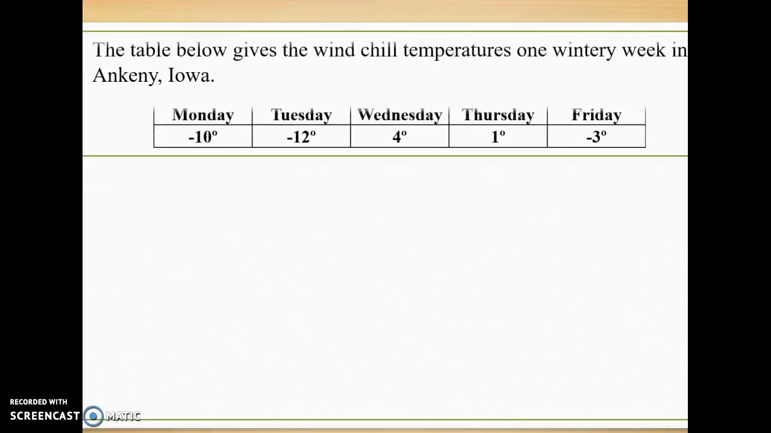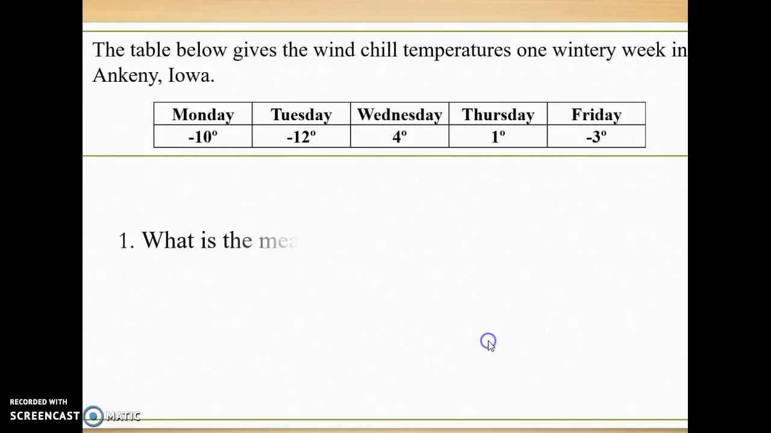Now let's look at another type of problem. The table below gives the wind chill temperatures one winter week in Ankeny, Iowa. You can see on Monday it was -10 degrees, Tuesday -12, and this is all in Fahrenheit. So we want to find the mean of the temperatures given.